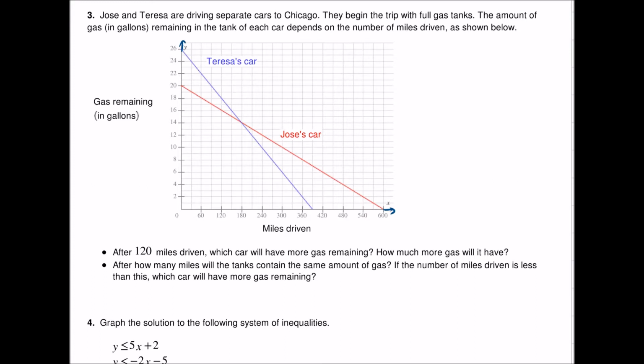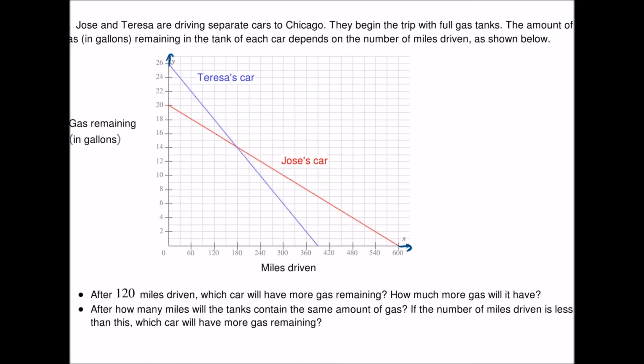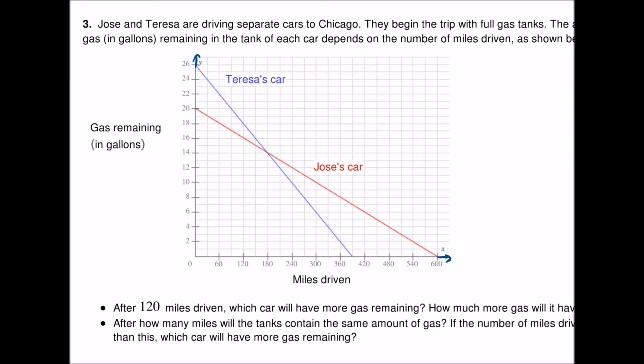The first question: after 120 miles driven, which car will have more gas remaining? So we're going to look at 120 miles, so it's going to be right here, and we bring it up to the line. So who has the most gas in both? At the blue line, at 120 miles, Teresa still has 18 gallons in the tank. Jose's car has 16 gallons in the tank. So based on the graph, we can say that Teresa has more gas in the tank.